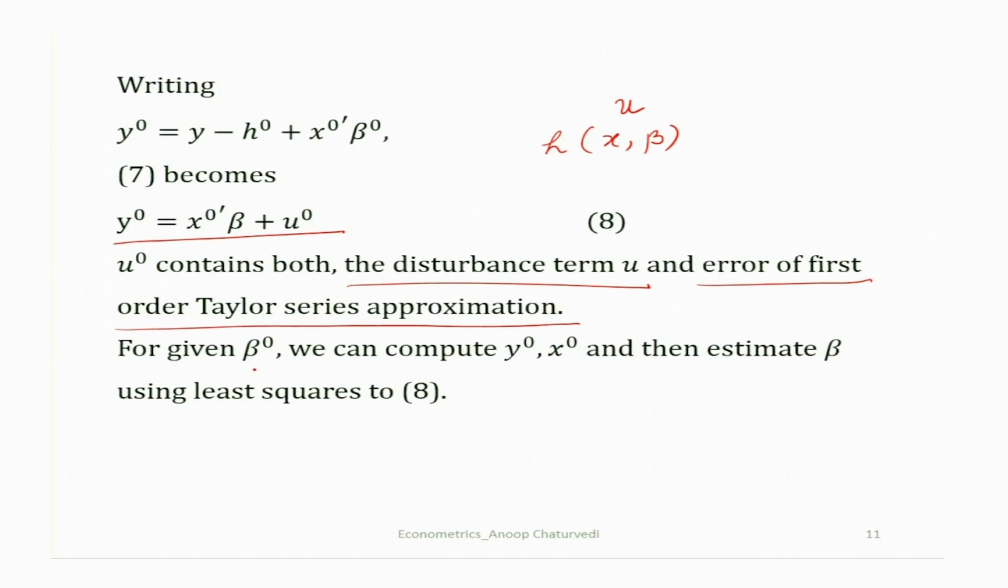So, for given beta naught we can compute y naught. So, for the fixed beta naught you can obtain this. You can also compute x naught, and then you can estimate beta by using the least square procedure to equation 8. So, you can directly apply OLS procedure to this equation, provided you have some initial value beta naught. Beta naught is known.